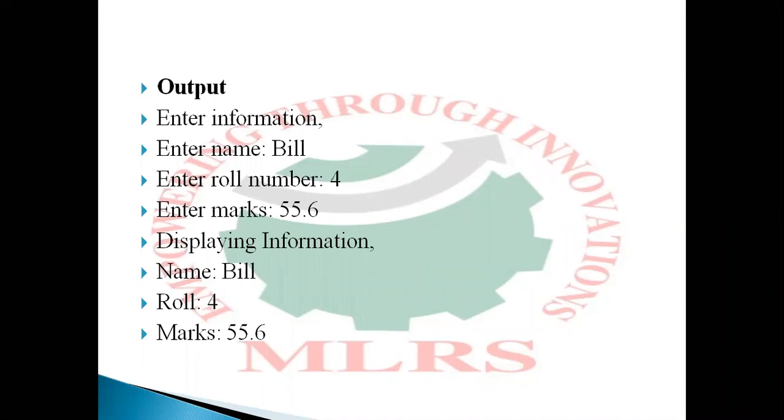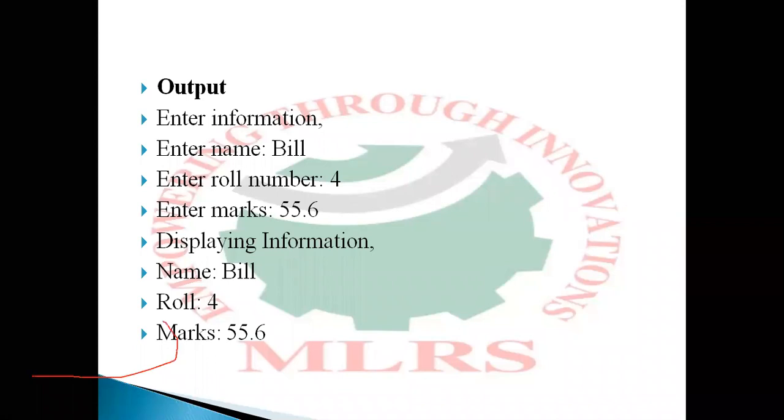Here we have to enter the name. For example, assume the name is Vijay, and then the roll number is 10. Then marks, for example, marks are 80.92. Now look at this, displaying information. See, whatever information we specified earlier is displayed on the output screen.